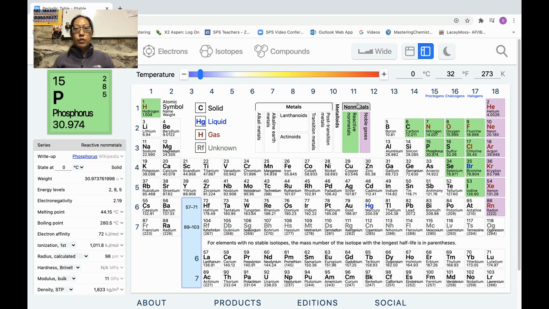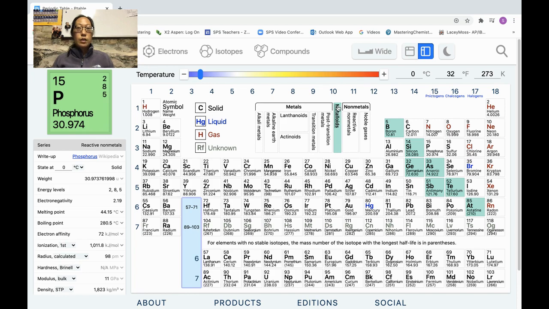Now, if I move over to metalloids, you'll see that these elements are on the stair-step line. They include elements like silicon, which is very important for solar cells as well as computer chips, and germanium. These elements have properties that are a little bit like metals and a little bit like nonmetals. They're considered semi-metals. And their electrical and material properties are ideal for things like semiconductors.